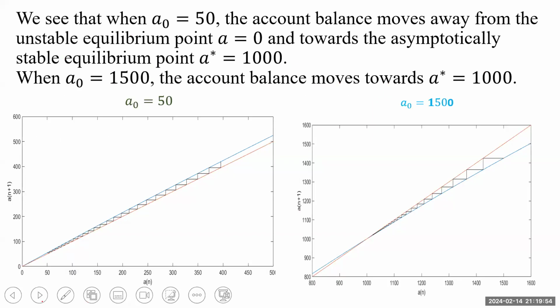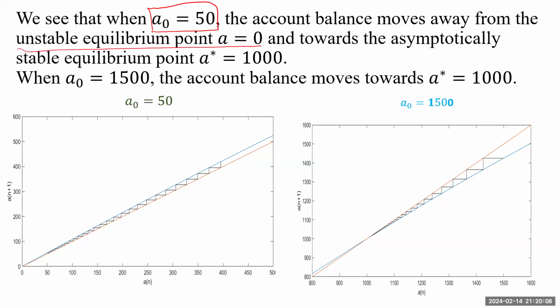Now we will see. The initial amount deposit is $50. That is, the account balance moves away from the unstable equilibrium point A star equals 0 and towards the asymptotically stable equilibrium point A star equals 1000. See here, your A naught is a point, what is that value? 50. The initial amount is 50, then it will start here.